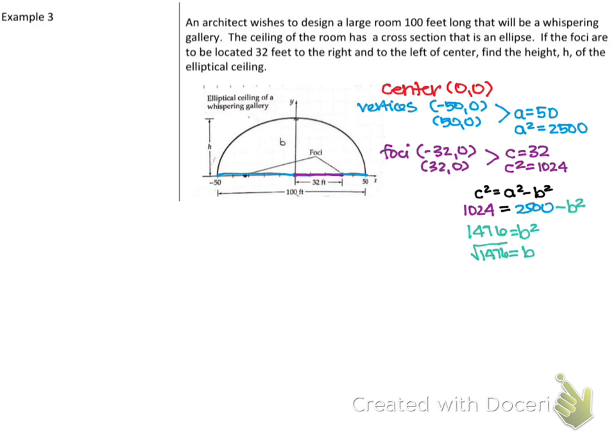Find the height h of the elliptical ceiling. Okay, well, let's see. I think we just found it. Actually, the square root of 1476, which in this case is what? Feet.